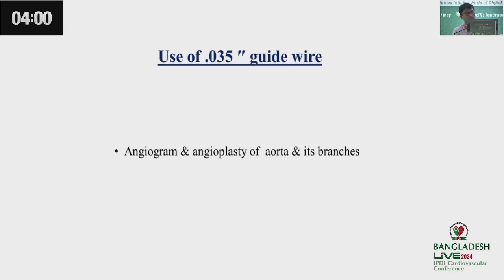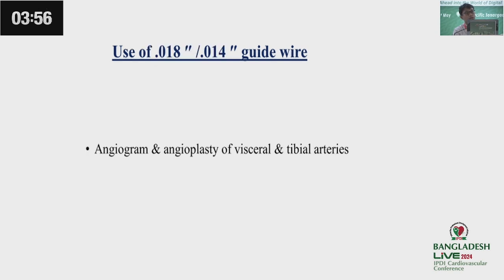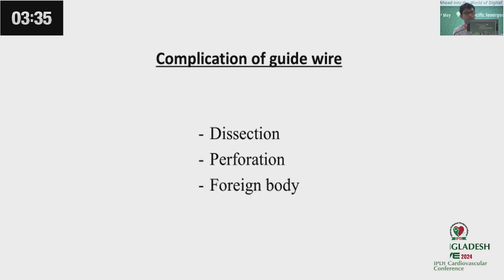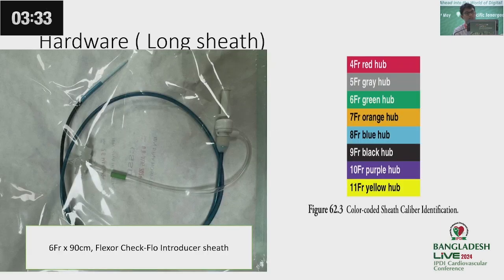035 is used for angiogram and angioplasty of the aorta and its branches. 018 and 014 guide wires are used for angiogram of the visceral and tibial arteries. Length varies from 15 centimeters to 480 centimeters. Short guide wire 15 to 45 centimeters, standard length 145 to 180 centimeters, and exchange wire length 240 to 300 centimeters, up to 450. These are the complications, another chapter.